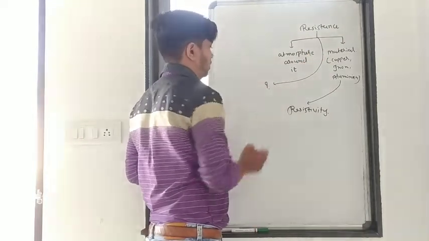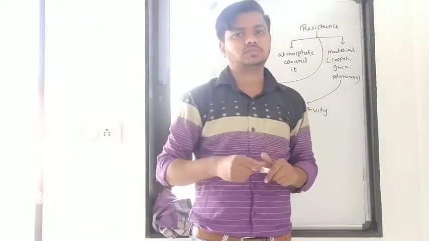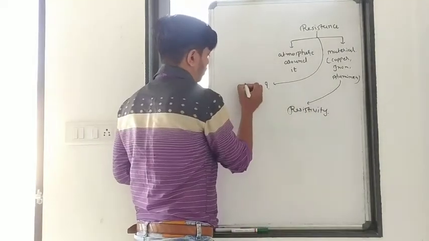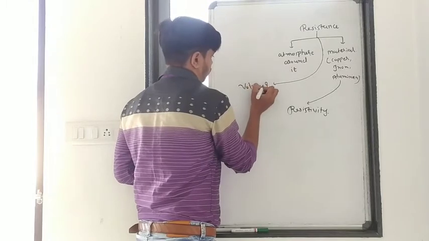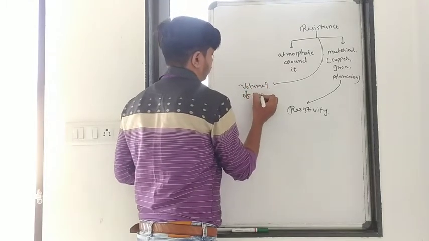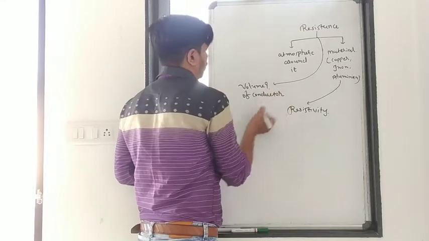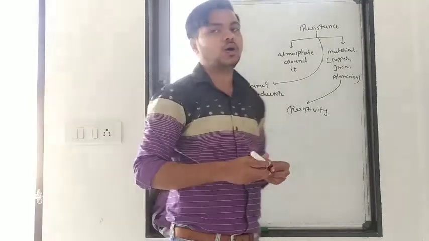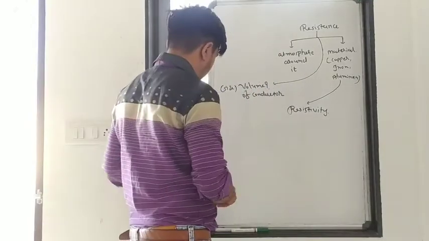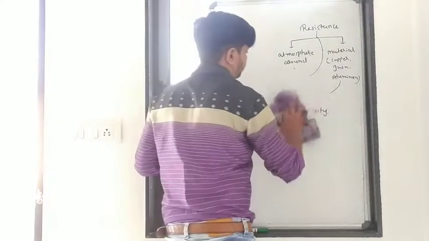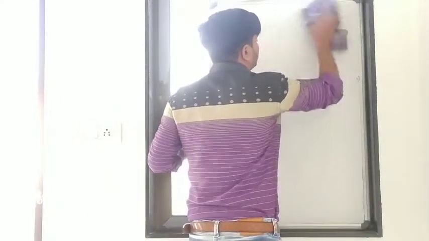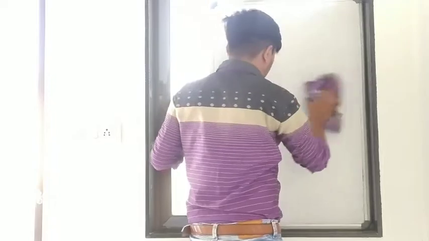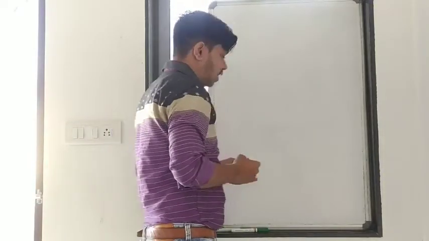Which quantity is that? That's the volume of the conductor, or you can say the size of the conductor. How? For that, there is one activity given to you. As you know, you have learned Ohm's law, right? So first of all, you have to arrange the circuit according to Ohm's law, and then you have to put a material as a resistance in it, right?